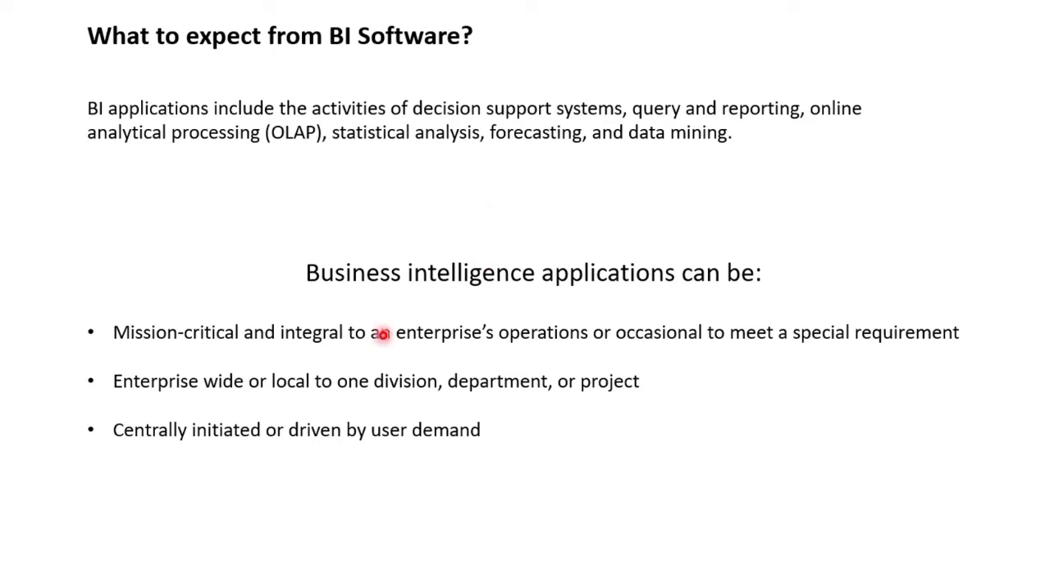Then if you talk about BI applications, those applications can be mission critical applications. They can be very important or integral to the enterprise operations, or they can meet an occasional requirement. Let's say, hey, I only look for sales, so I should meet the occasional requirement of my sales team. So it can be enterprise wide, or division, departmental or project basis. It can be centrally initiated. A BI application can be central to all. Now technologies like Microsoft Azure or AWS support centrally initiated BI.